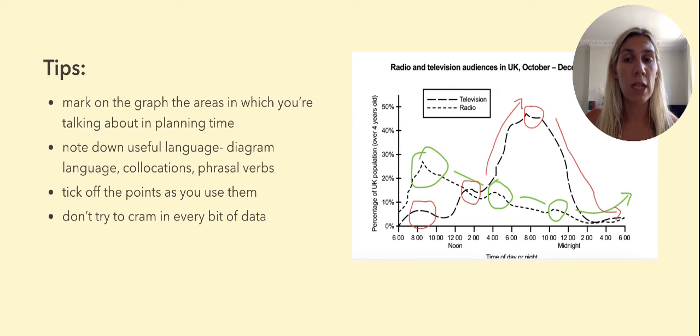I also recommend to tick off the points as you use them. So if you've made certain points, or even here, like I've marked out, once you know that you've mentioned that, you can just tick it off. So in the last few minutes, you can clearly see, okay, I've mentioned everything that I set out to do. And lastly, don't try to cram in every bit of data. As I said at the start, it's really about pointing out the most obvious, important things rather than trying to cover everything. Be selective, be succinct, and pick out what you're going to talk about.